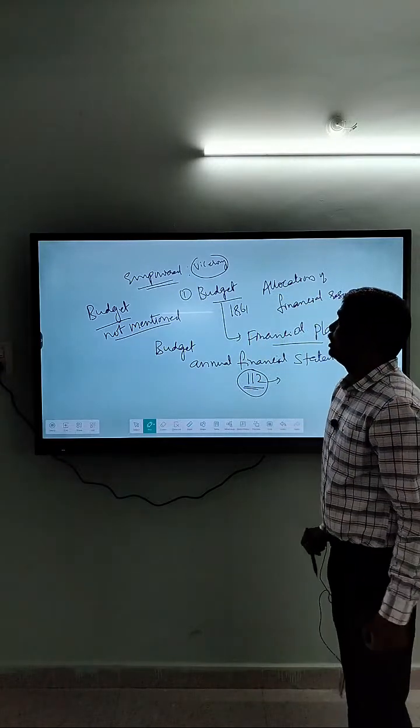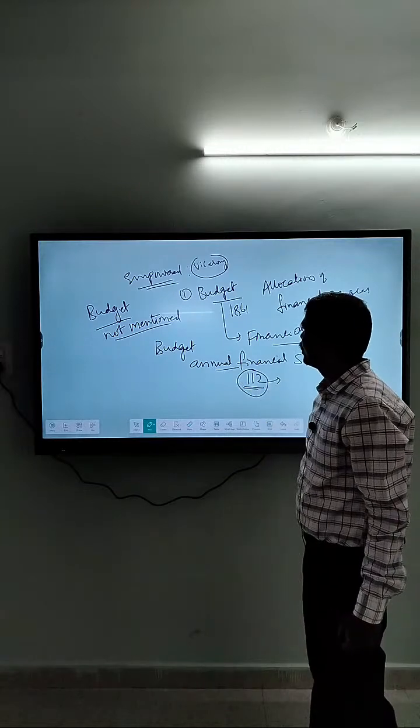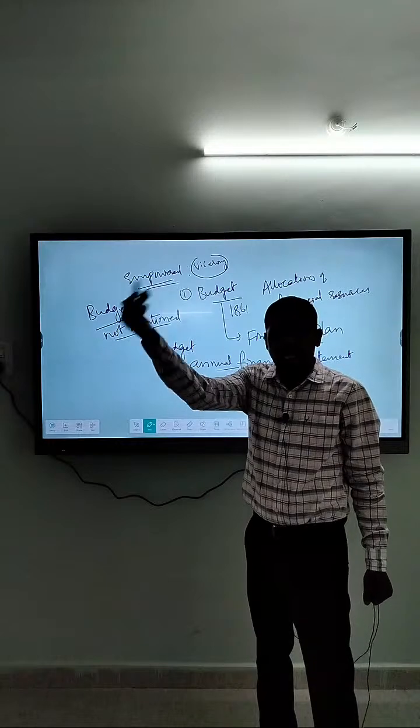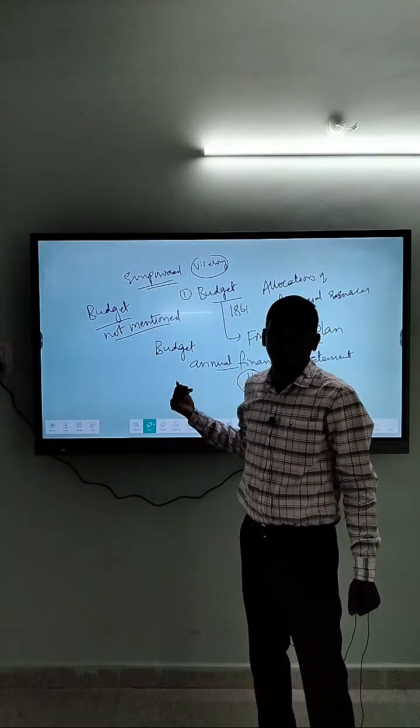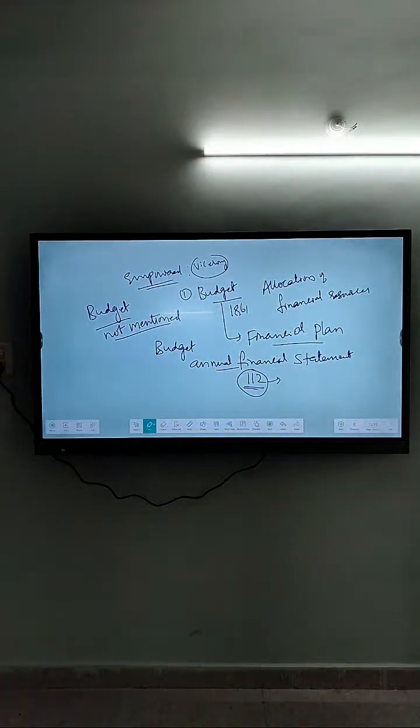Alright, so this is one element. This is one thing. The system that was introduced in 1861, even today we have the same kind of system. Even today we have a budget. So in the present day system, who issues this budget?